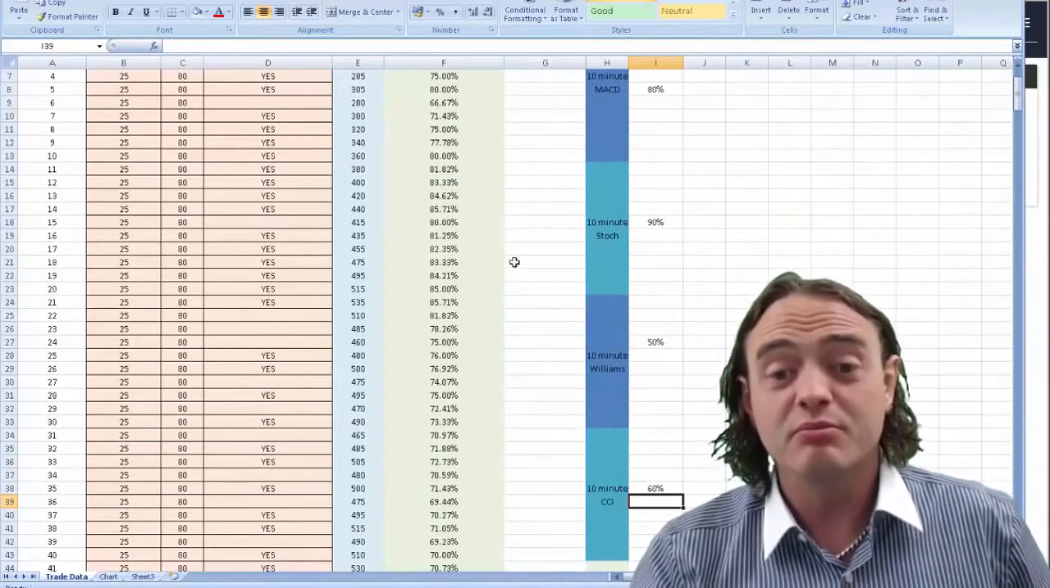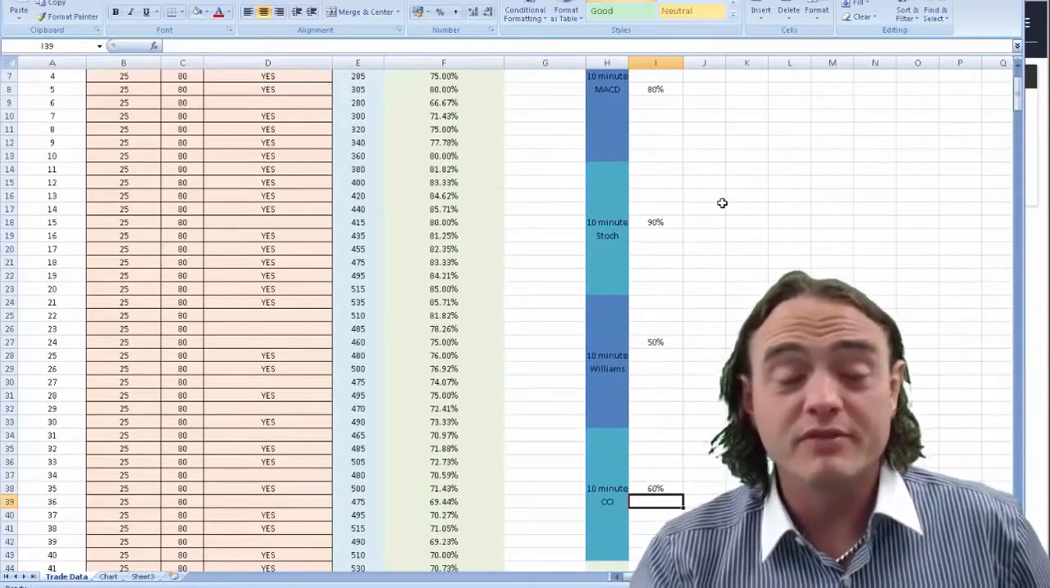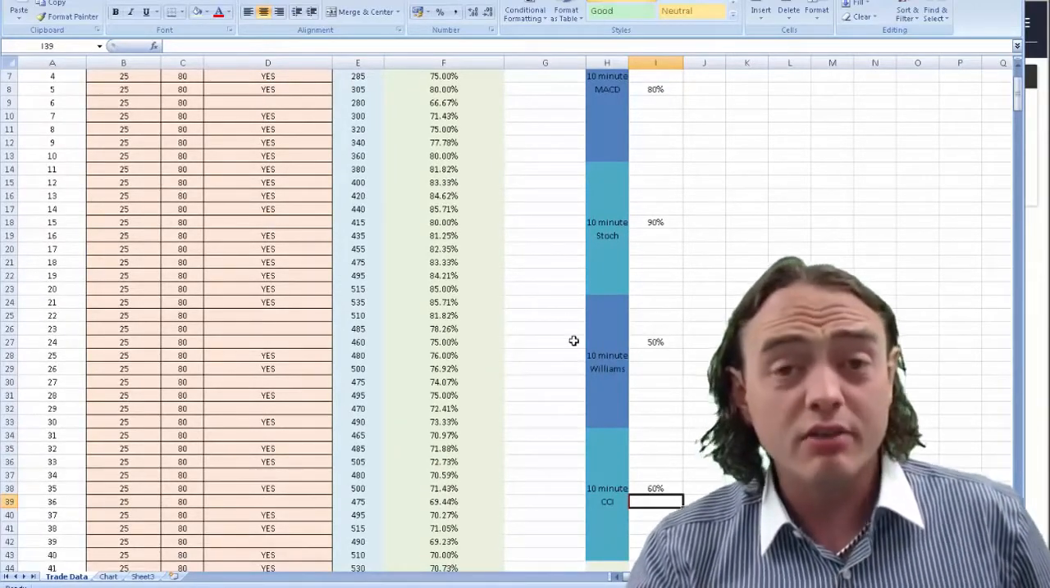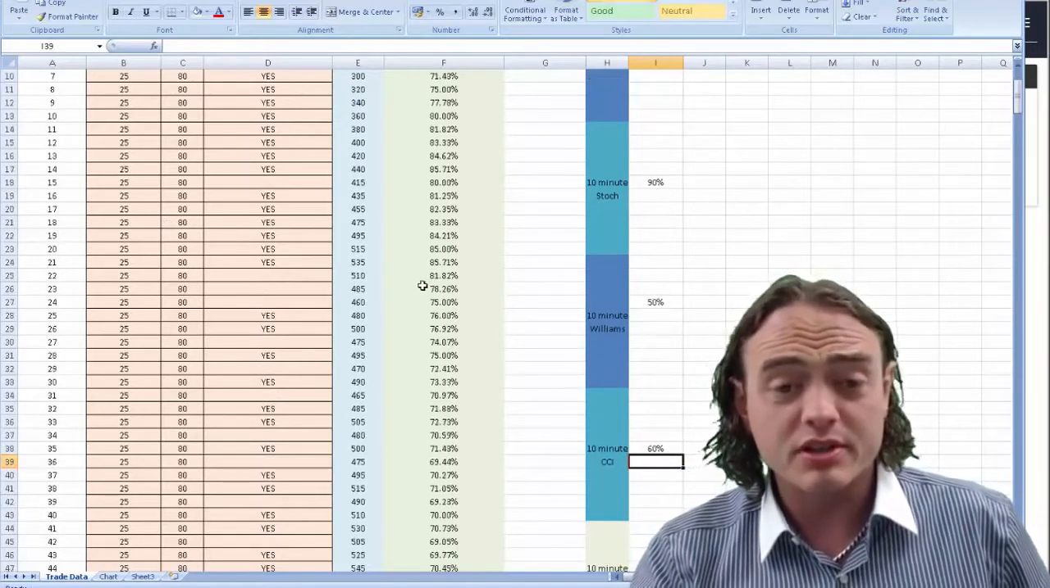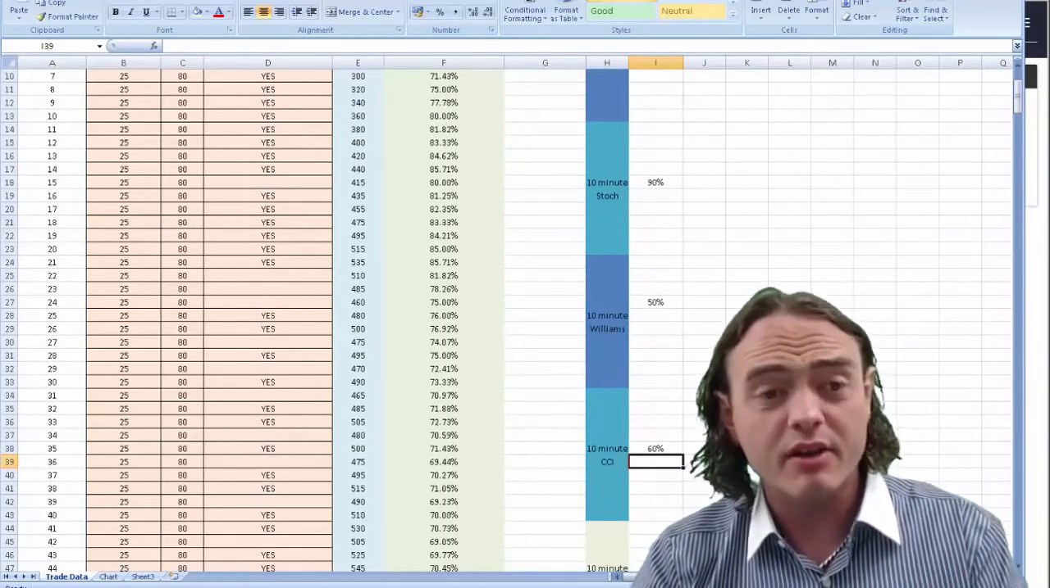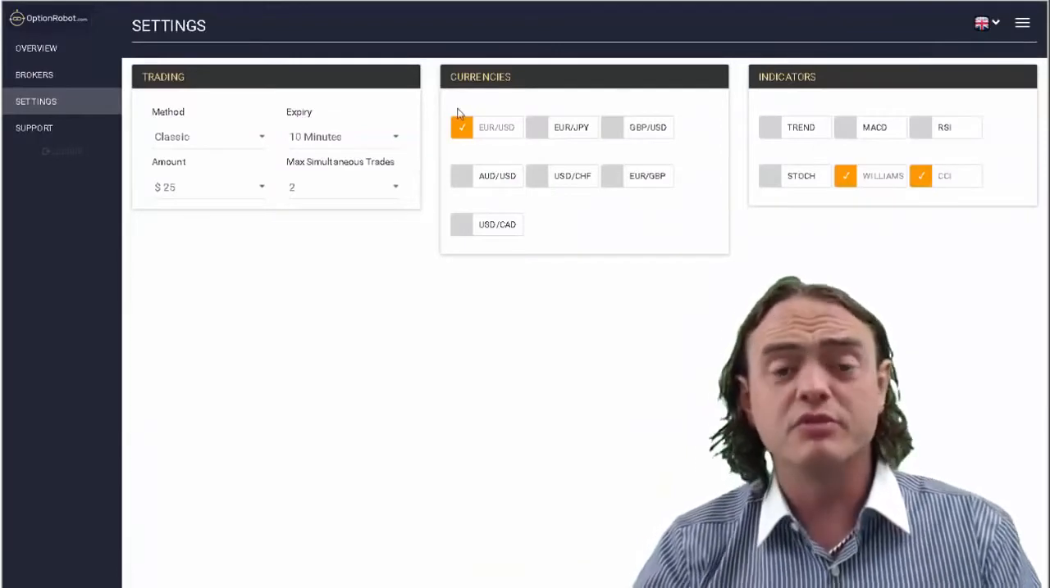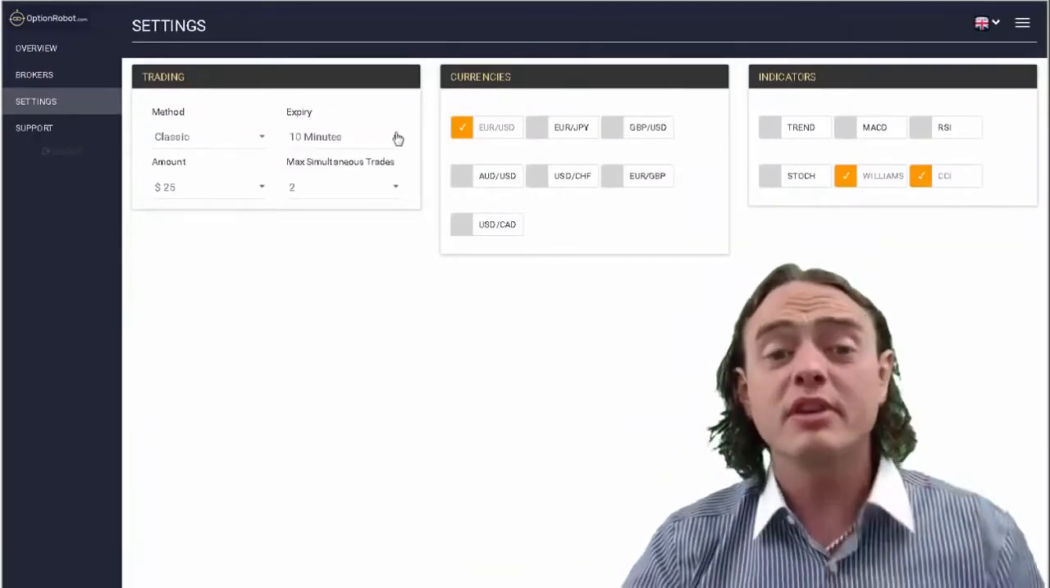And of course, that's including me messing around with all these different settings. So once I find the Holy Grail, I'll probably just keep it to that. But then again, there are so many other variables. Of course, you've got all the currency pairs. You've got all the expiry times.